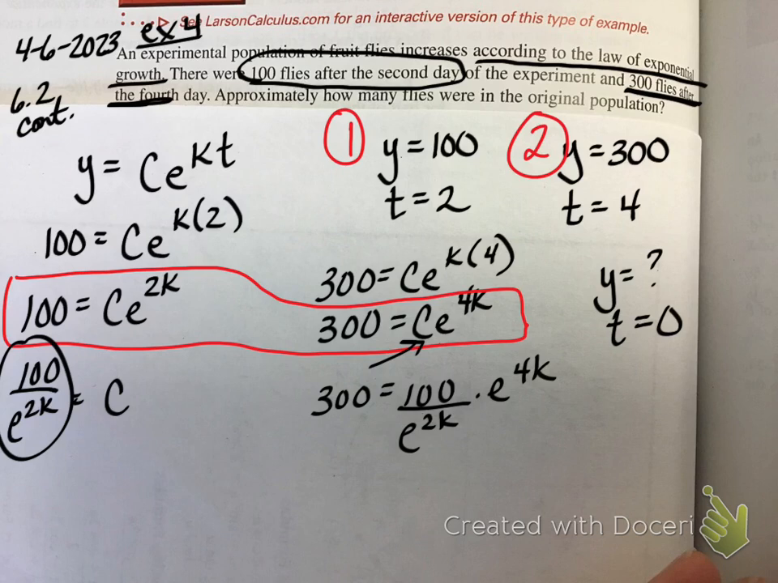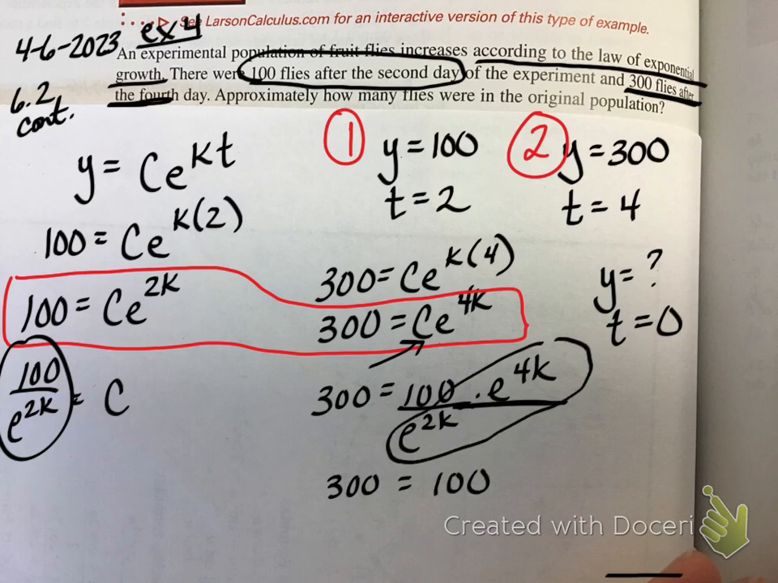Okay, so I'm just substituting it in. I'm going to go ahead and put that all the way over like this. And so I'll get 300 equals 100. Let's look at what we do right here. We're dividing like bases, so we need to subtract their exponents. So 4k minus 2k is 2k. Let's get k by itself, so let's divide by 100.